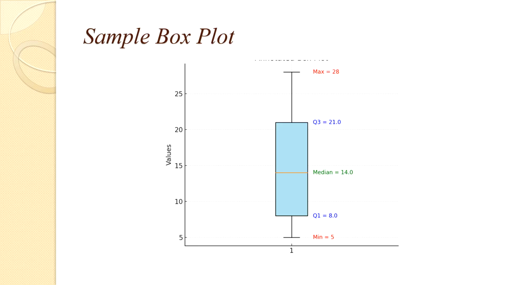This is the sample box plot, how we are representing. So one box will be there, and from the box, two whiskers will be there. Then the minimum and the maximum value. This is the diagrammatic representation of a box plot.